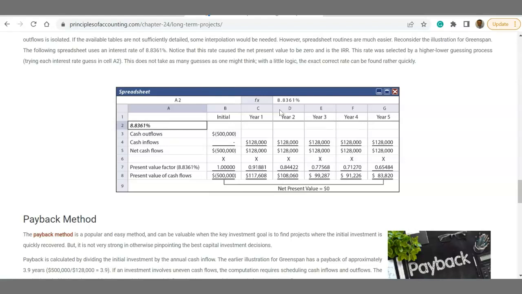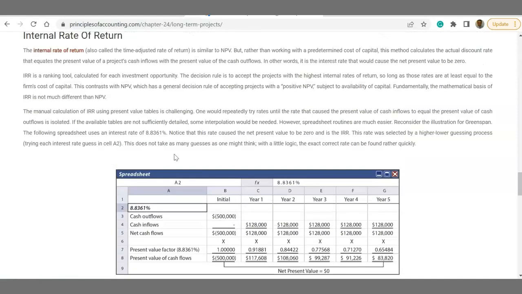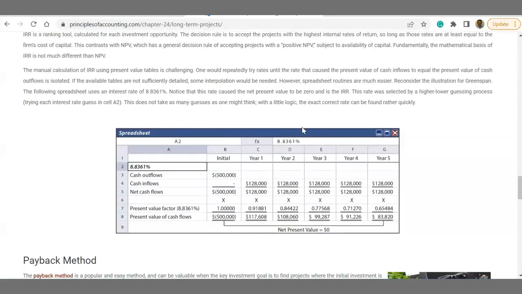And if that is bigger than the minimum cost of capital, then you can probably accept it. Let's say your weighted average cost of capital is 6%, and this project gives you 8.8%. Then you say, yes, I will accept this. So that's the internal rate of return for this project.